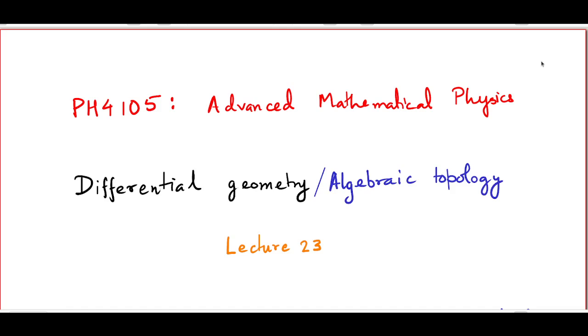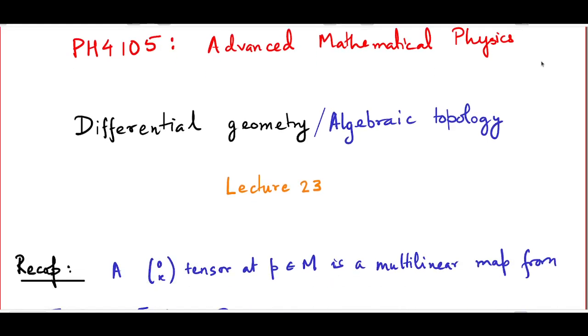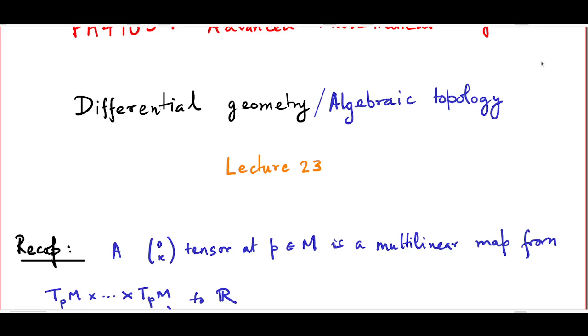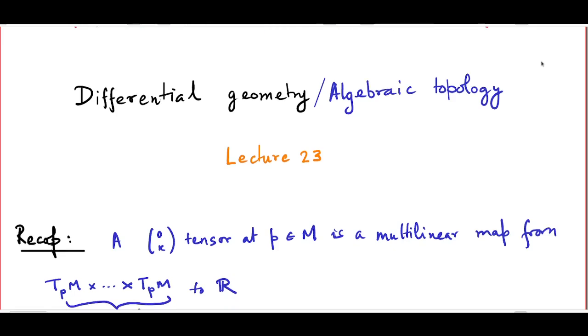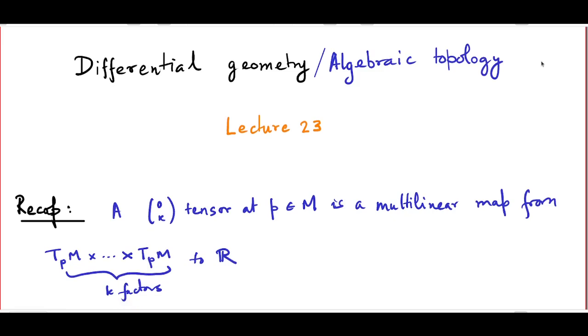In the last few lectures, we had met tensors and their corresponding tensor fields. In particular, we had met a 0k tensor. At a point P on the manifold, a 0k tensor is a multilinear map from k copies of the tangent plane of the manifold M to R.